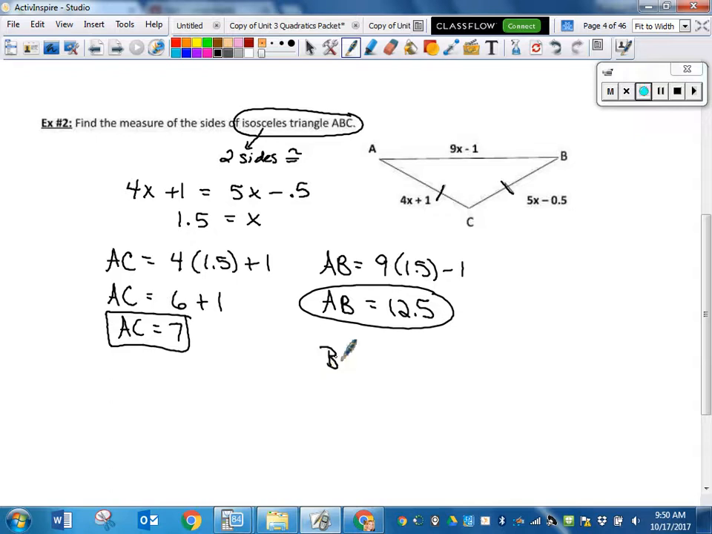And BC, this is where I check to make sure we're right. 1.5 times 5 minus 0.5, and BC comes out to 7 again. So that's a good check for us to make sure we didn't mess up our algebra anywhere. AC and BC are actually equal to each other. All right.